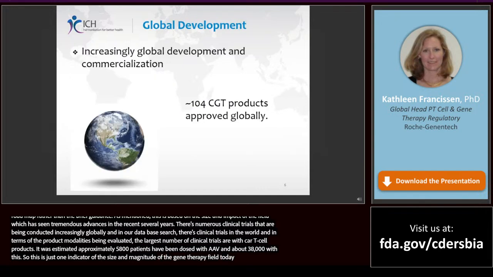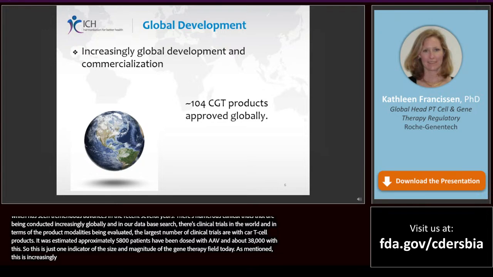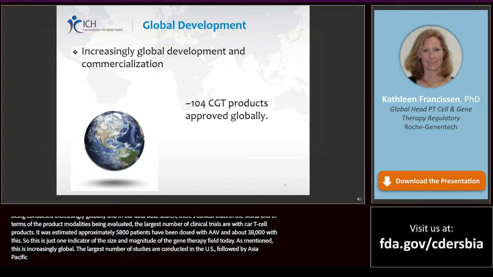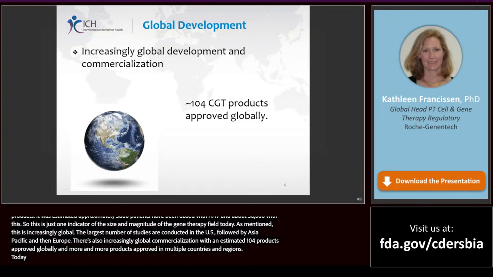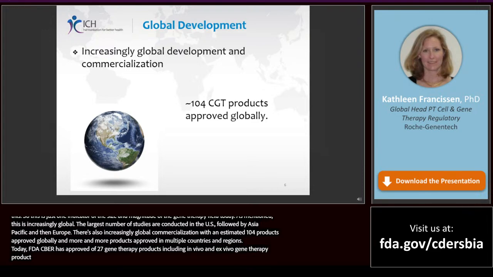As mentioned, ATMP clinical trials are increasingly global. The largest number of studies are being conducted in the US, followed by Asia Pacific, and then Europe. There is also increasingly global commercialization, with an estimated 104 products approved globally, and more products being approved in multiple countries or regions. To date, FDA CBER has approved 27 gene therapy products, including both in vivo and ex vivo gene therapy products.